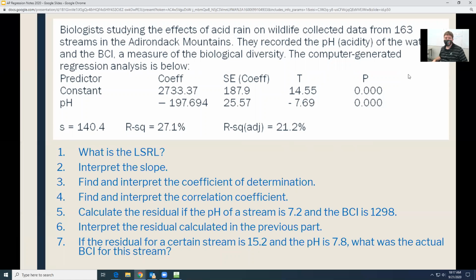So biologists are studying, again, the effects of acid rain on wildlife, collected from data of 163 streams. So instead of making Connor type in 163 data points, we went ahead and gave him a computer printed output. So see what you remember about how to read these: create your equation, interpret your slope, find your R squared, find your R, calculate a residual at that X value, interpret your residual, and see if you can figure out the actual measurement if I give you the residual. See how far you can get.